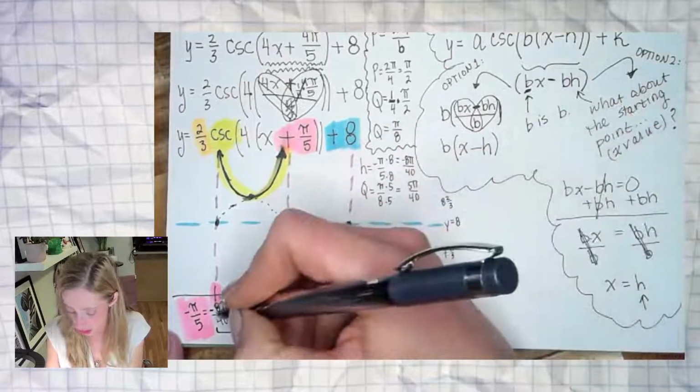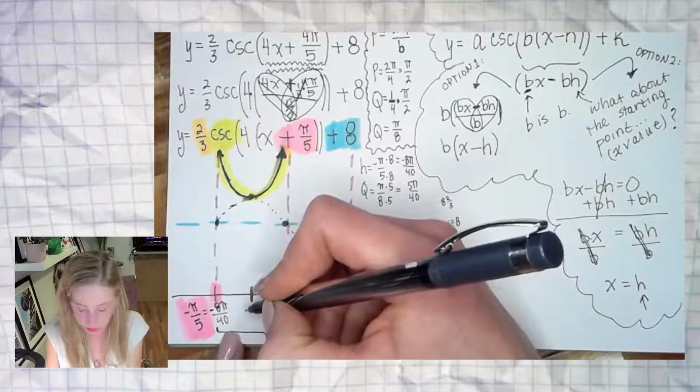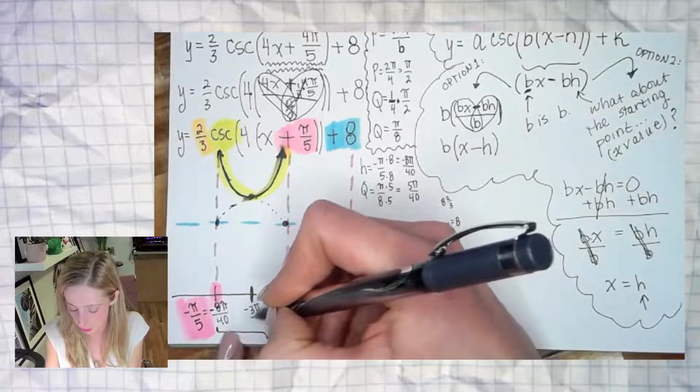Plus 5 pi over 40, so negative 8 plus 5 is, no, negative 3 pi over 40.